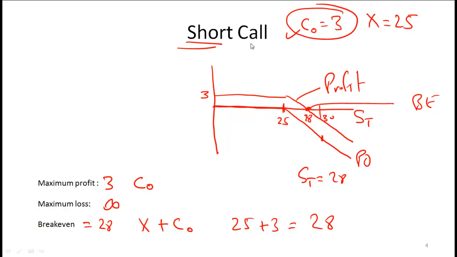Why would you take a short call position? Basically, if you are bearish on the stock. So let's say that when you wrote this call option, the stock was at 25, and you felt that the stock will either remain there or maybe go down. If that view turns out to be correct, then you can simply make your $3 option premium. However, if you turn out to be wrong, then you can lose a lot of money. So this is clearly a very risky strategy.